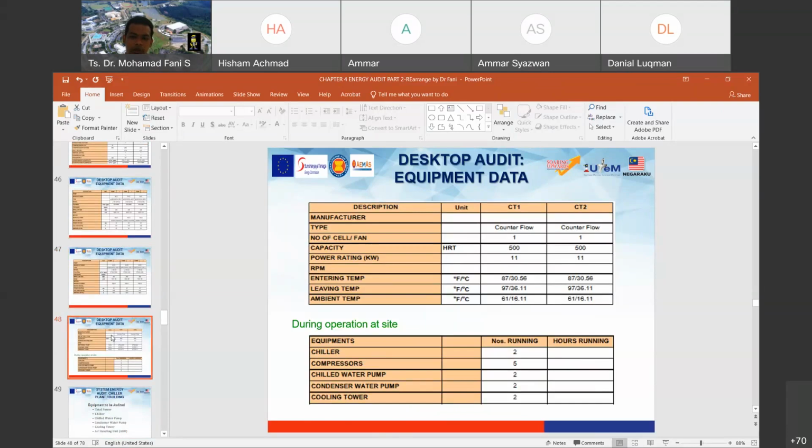And the most important information also, you need to ask the operation time for all the components. Ask the operation guys, the operator or technician or engineer, on how they operate the pump or chillers or compressor, the hours of running operation. So jot down all the information to the audit sheet.